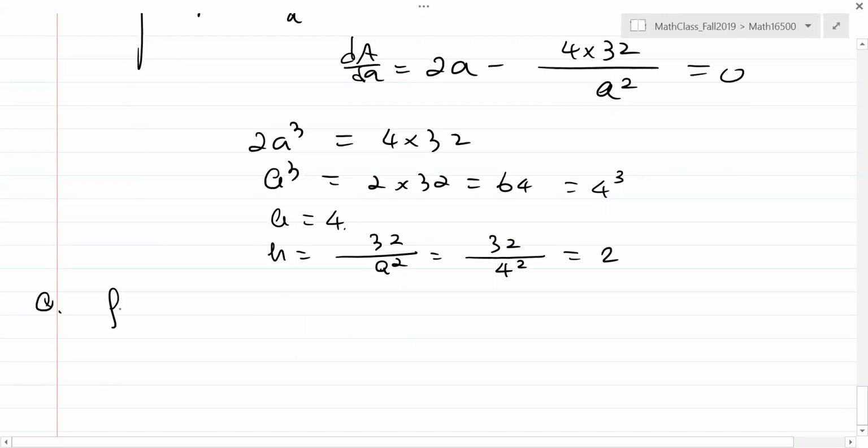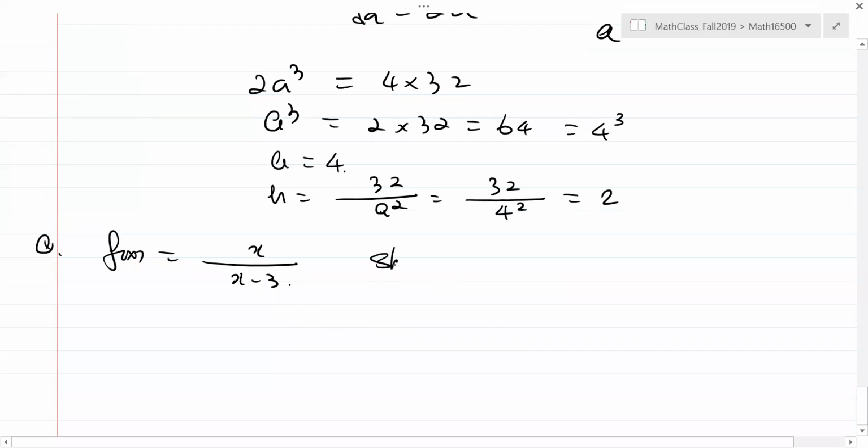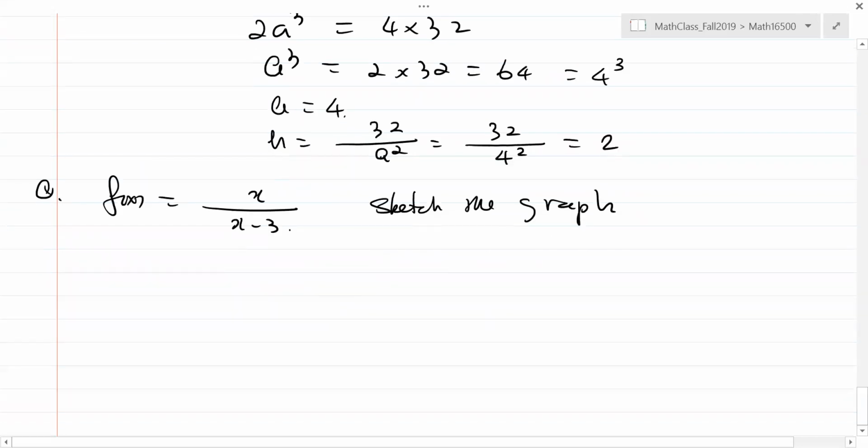So here's a function, x over x minus 3. Let's sketch the graph and find the necessary information. Given a function like that, how do you sketch the graph? Well, first thing you have to do is find asymptotes and intercepts. So the intercept: when x equals 0, y is 0. I know it passes through the origin.